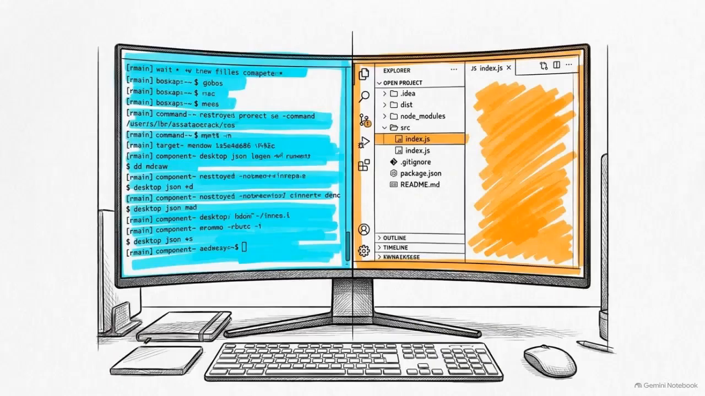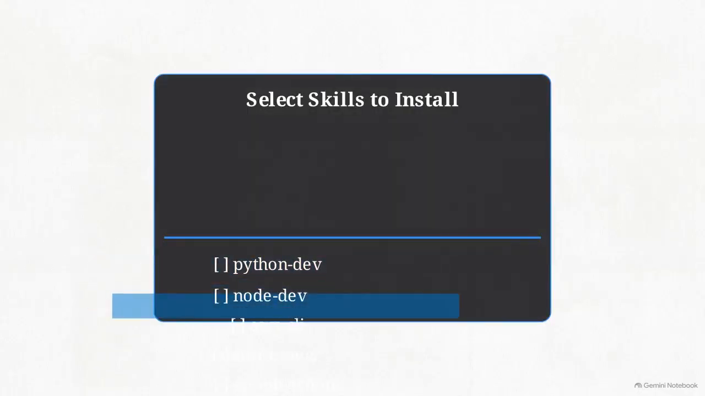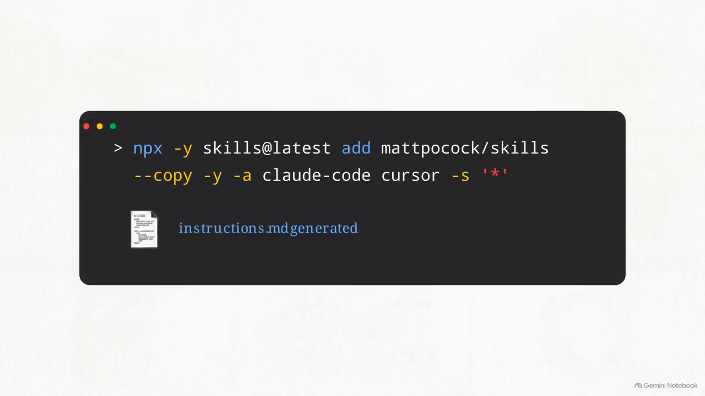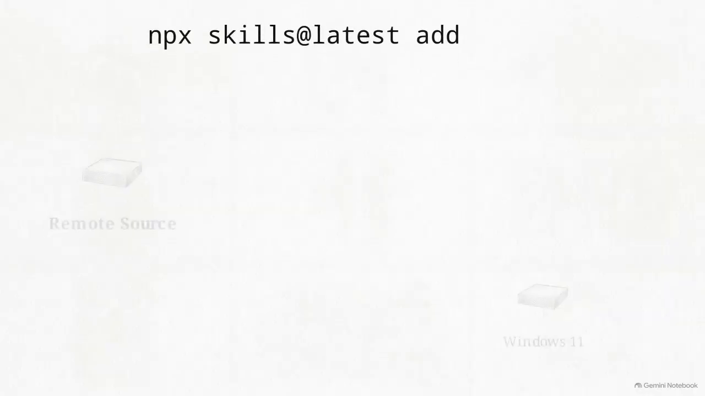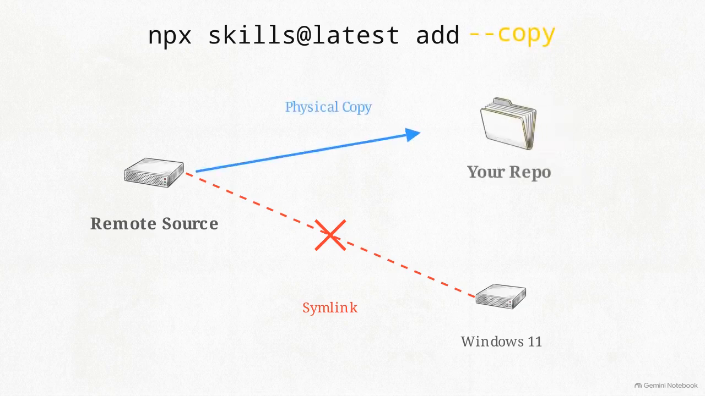Let's set up our workspace. Open your terminal on one side of your screen and your code editor on the other. To install the framework, we run this headless, non-interactive command, npx -y skills@latest. Executing this non-interactively bypasses known rendering defects in the visual selection menu, which frequently occur on Windows 11. We also append the copy flag. This flag is essential because it forces the installer to generate physical files in your repository, bypassing fragile symlinks that often break across different operating systems.